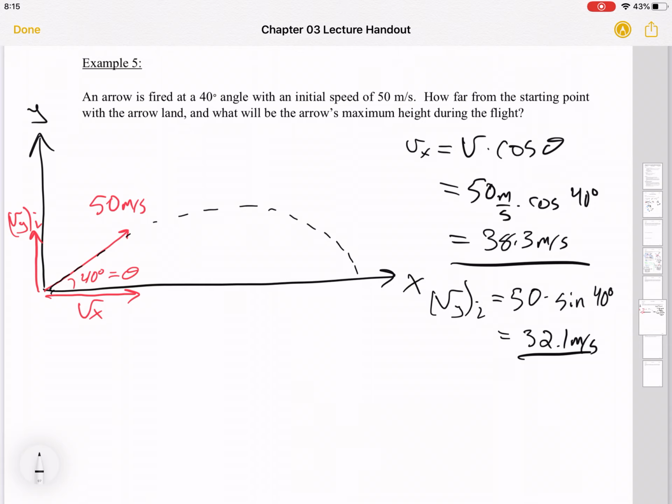Not quite symmetric, but that's okay. Is this really a parabola? I mean, it looks like a parabola, the way I drew it, more or less. But is it really a parabola? And the answer is yes. This is technically a parabola.